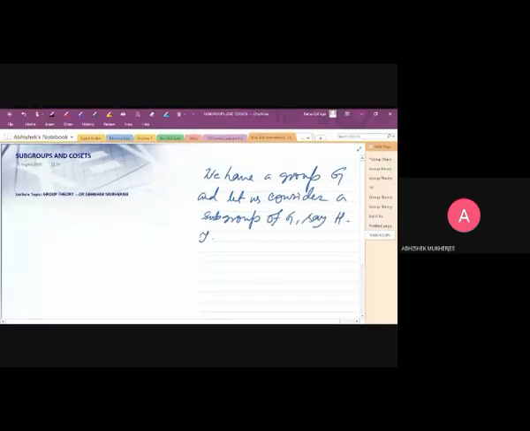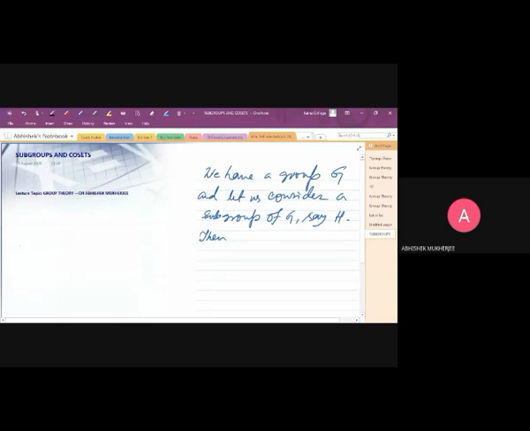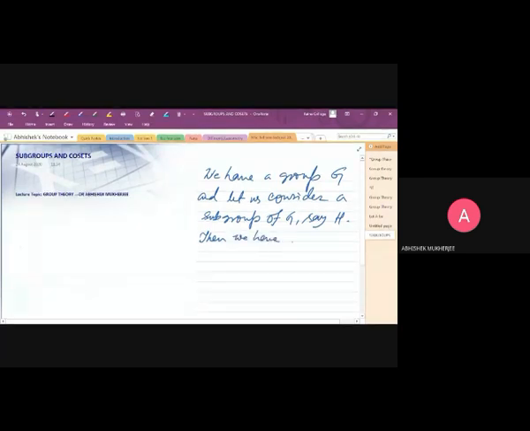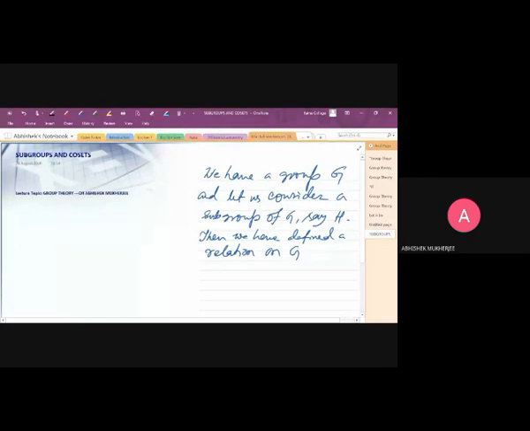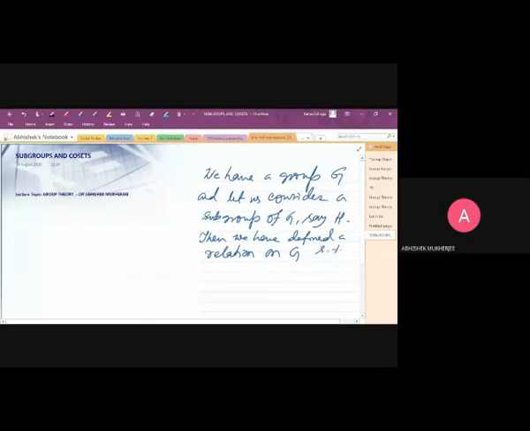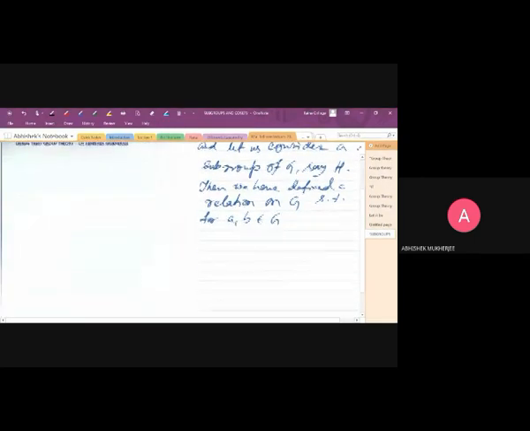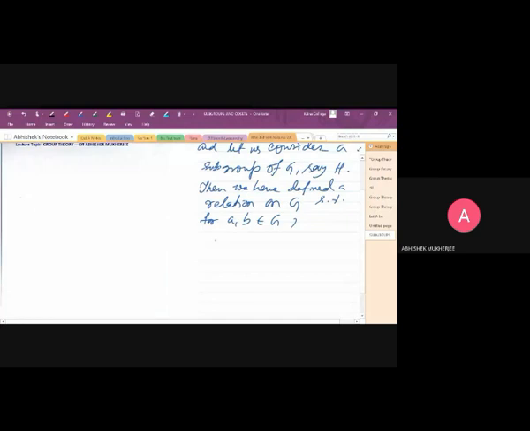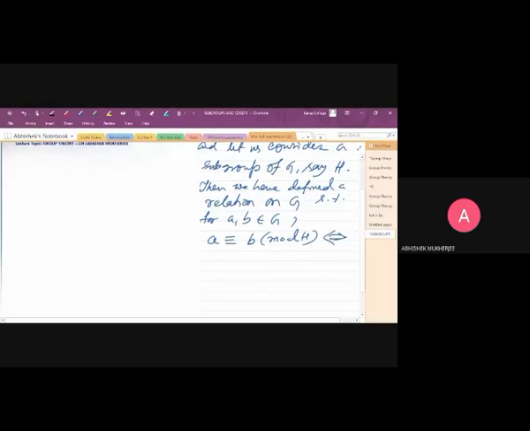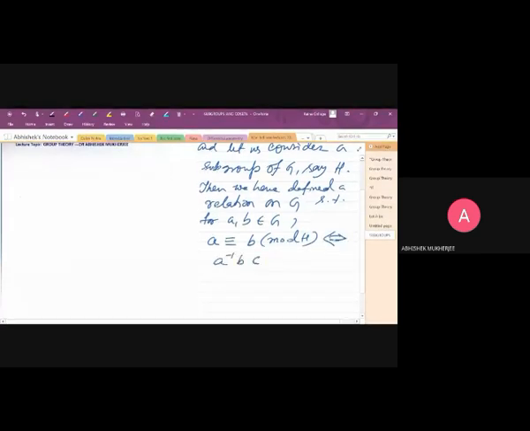And then using this subgroup, we have defined a relation on G such that for A, B belongs to G, A is congruent to B modulo H if and only if A inverse B belongs to H, right?